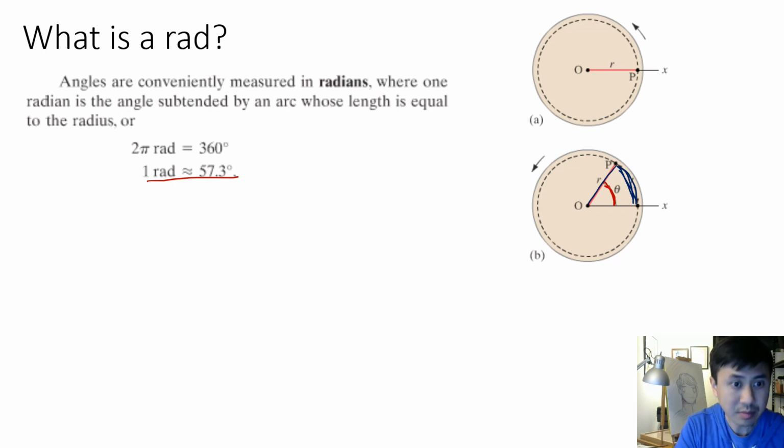Or, if you remember your unit circle, 2 pi rad is 360 degrees. And for us, our most important equation: your angle in radians is equal to the arc length divided by the radius. Or your arc length is equal to the radius of a circle times the angle in rads.